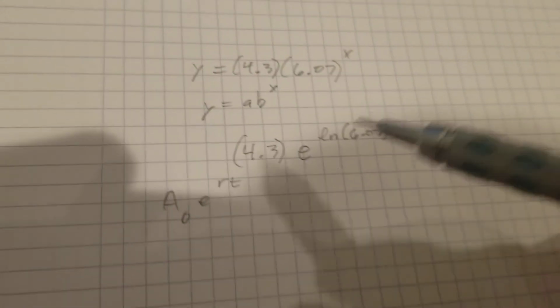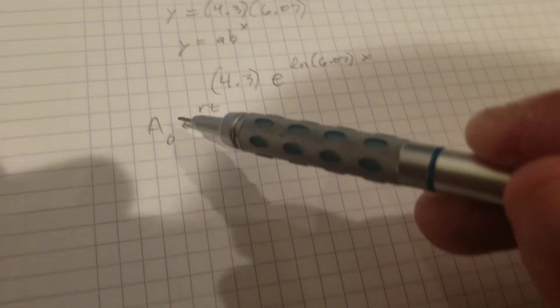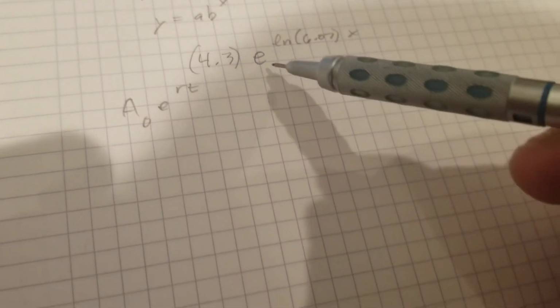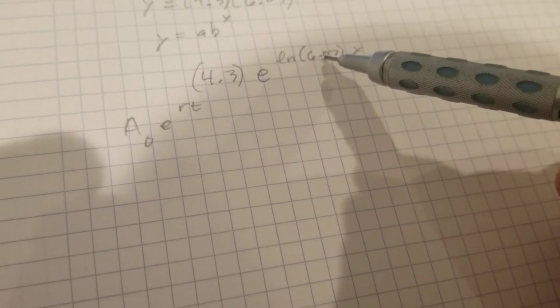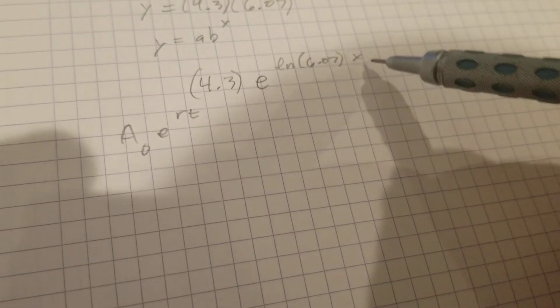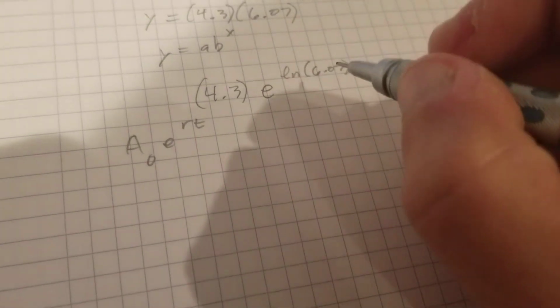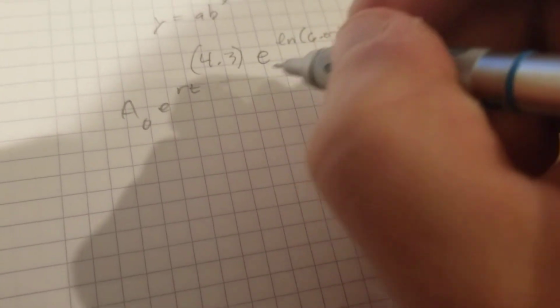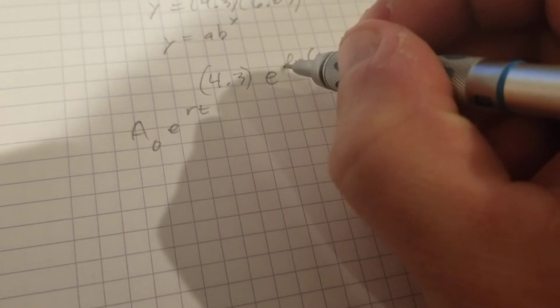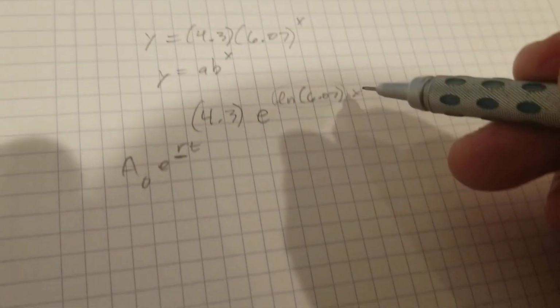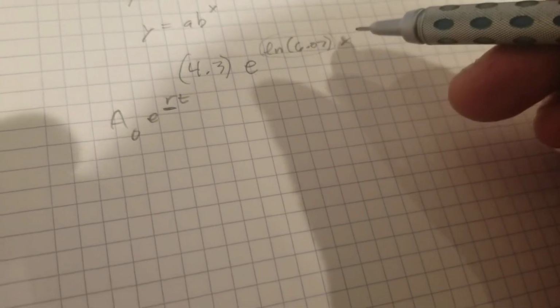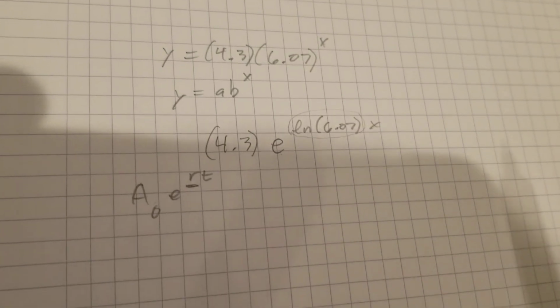And if you recognize this, we got a from right here. I'll just write it over here: A sub 0 e to the rt. So here's our a. Then we've got e right here. And then this is our ln b from up here. Then x. So we know that b is this value right here, and that's our rate. So whatever the time is, if it's in days or seconds, we put that into x. And then we can use a calculator to solve this.